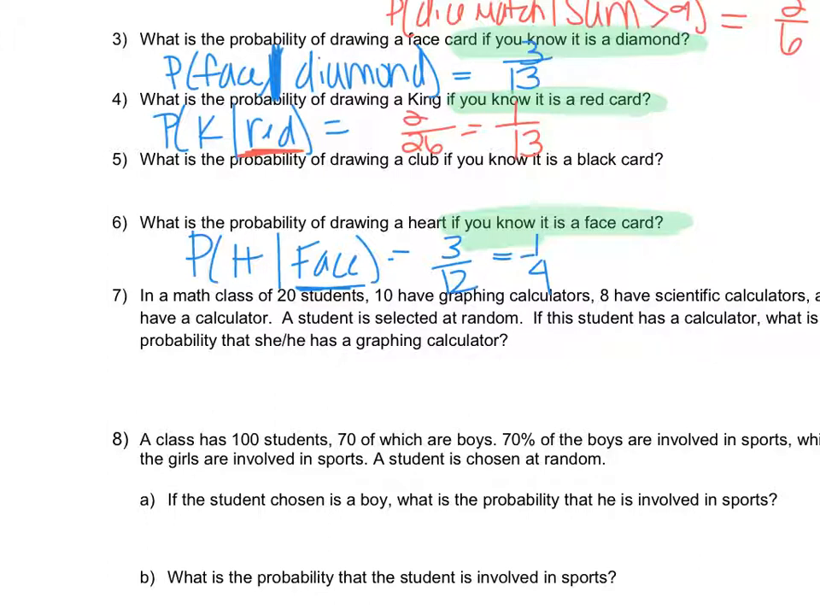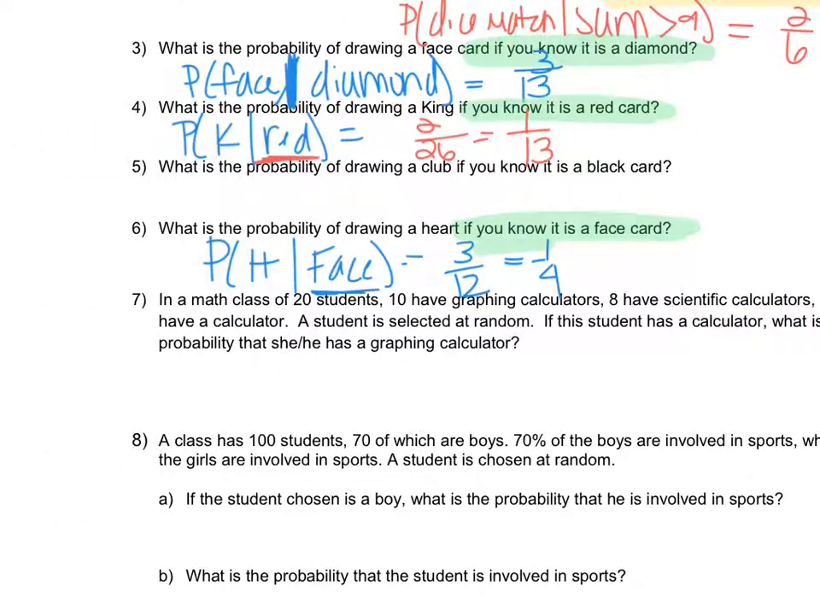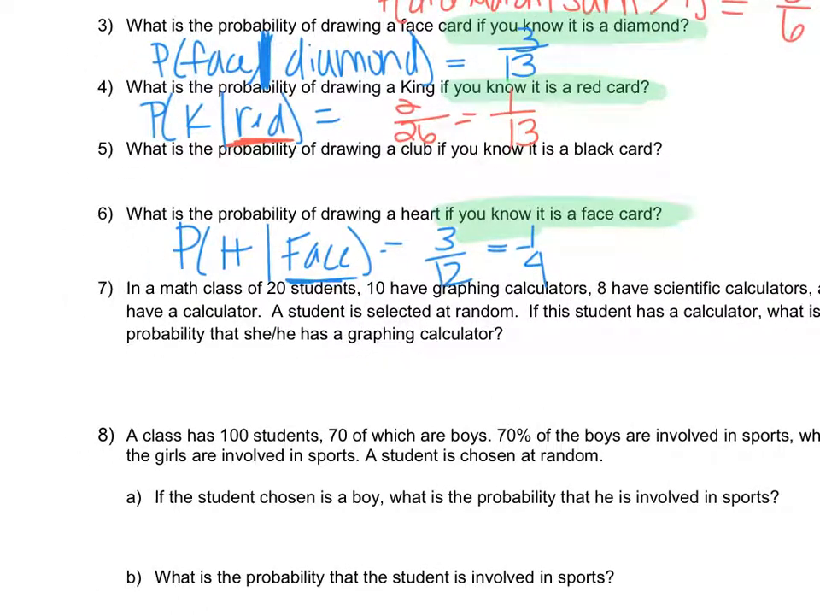Okay. All right, we have 2 examples left. In a math class of 20 students, 10 have graphing, 8 have scientific, and 2 don't have a calculator at all. A student is selected at random. If the student has a calculator, what is the probability that she or he has a graphing calculator? So here's our conditional statement that the student has a calculator. That's our given.